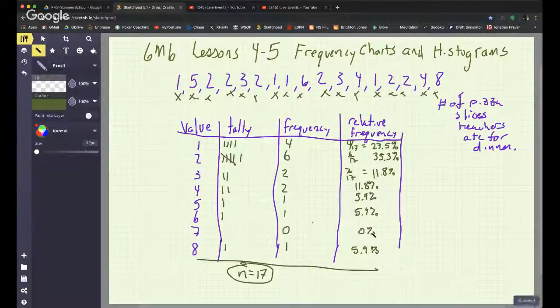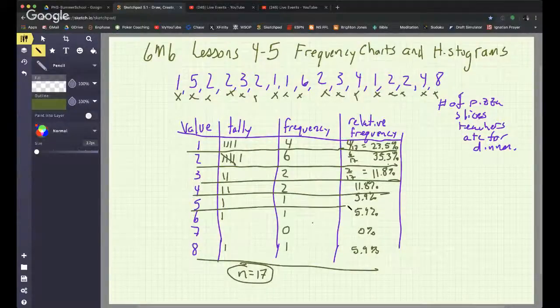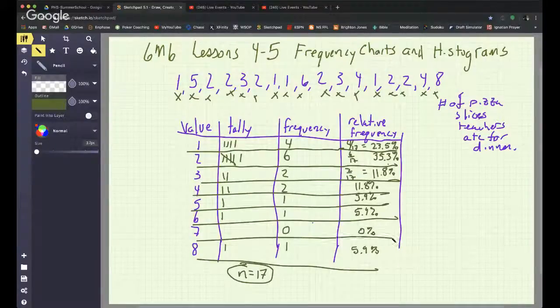So this is what we call a frequency chart, a frequency plot, if you will. Not really a plot, but just a frequency chart. Sometimes people like to make lines to make it really easy to read, like this. Or maybe it makes it harder to read if I go over the numbers, but that looks pretty good.